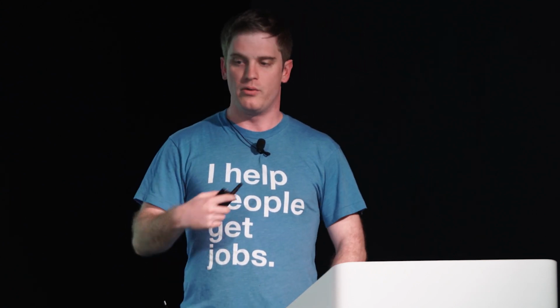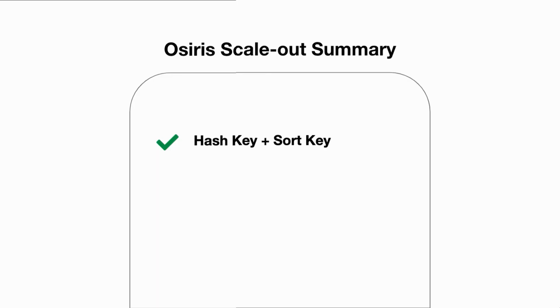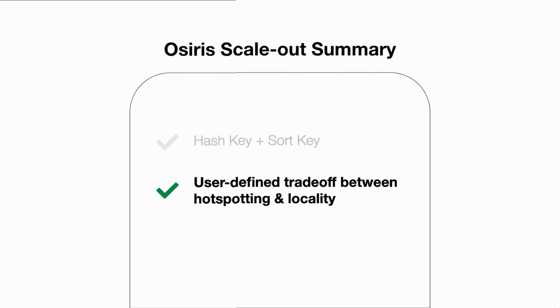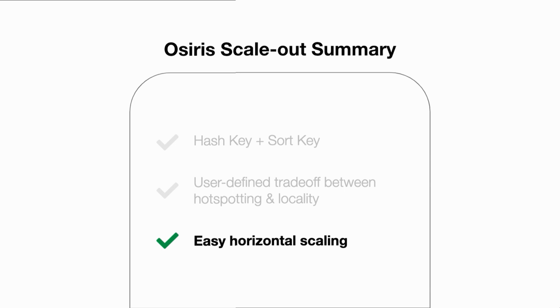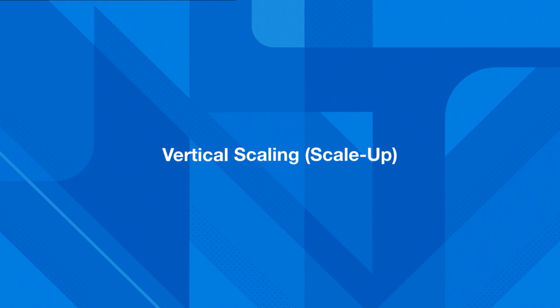So this is how we overcame some of the horizontal scaling limitations of HBase, by allowing you, the user, to split your key into a hash key and a sort key. We have this user-defined trade-off for how much hotspotting and locality you want for your specific data set that's independent of the actual database. And the other nice part is because we have hash partitioning built in, you get easy horizontal scaling and guaranteed even distribution of your data and requests among shards. So that was horizontal scaling.